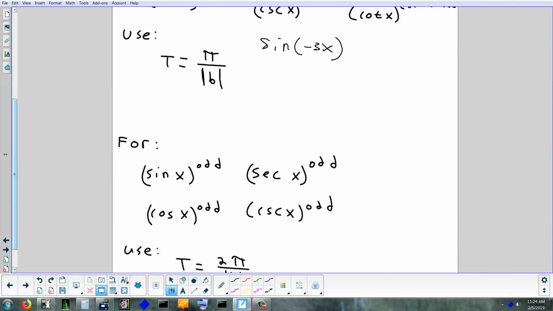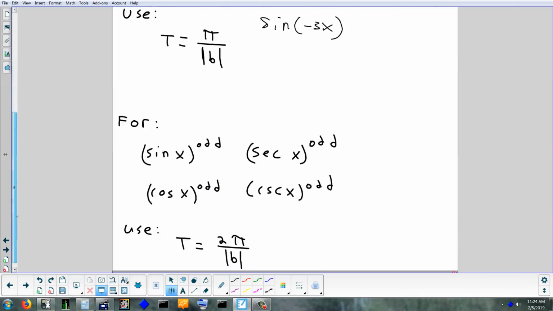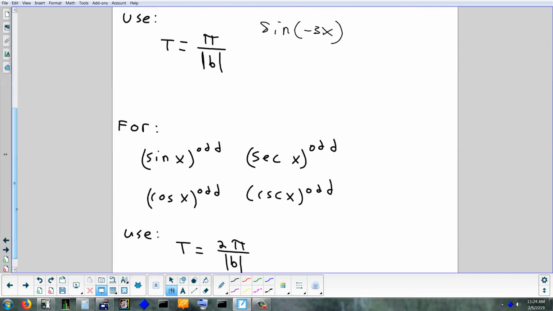So sine to an odd, cosine to an odd, secant to an odd, cosecant to an odd, they all use 2 pi over b. So now you've got formulas to figure out the period of a trig function, no matter what the exponent is, even, odd, and I covered all 6 trig functions you could ever have. Okay, so if you're making a reference sheet for the test, this is probably a handy thing to have, because if you don't get this part, then we're sunk right away because we don't even know what to set the window for. Okay. Got to do this first to get your window.